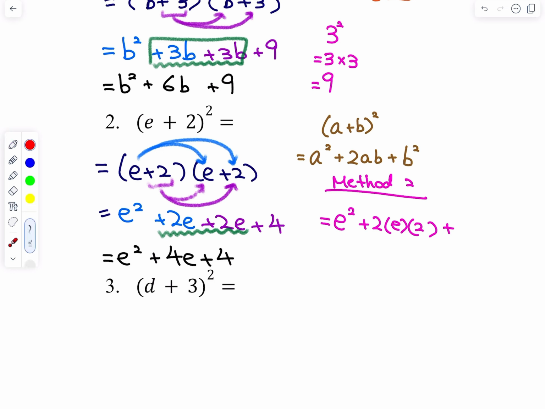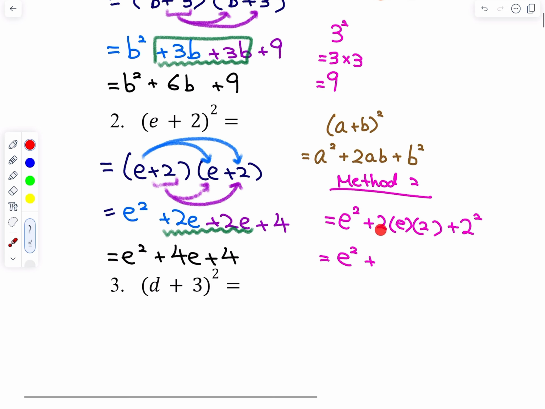And the last part is b squared. B squared means the second thing squared. So the second thing is a 2. And then, can you click? 2 times 2 is 4.